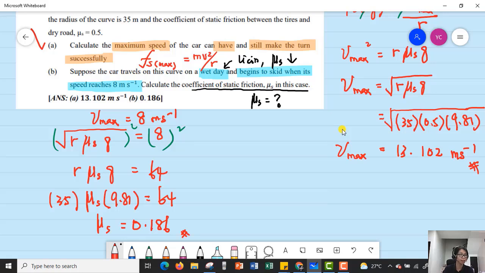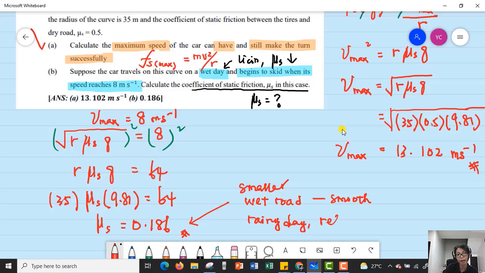Okay, the coefficient has no unit. So yes, the value becomes smaller. This is correct, because why? Because of the wet road. A wet road is smooth, the surface becomes slippery, so the value of the coefficient will become small. That's why when the day is raining, in rainy weather, we have to reduce the speed when we enter a sharp bend. Otherwise, we cannot safely make the turn. We have to reduce the speed.